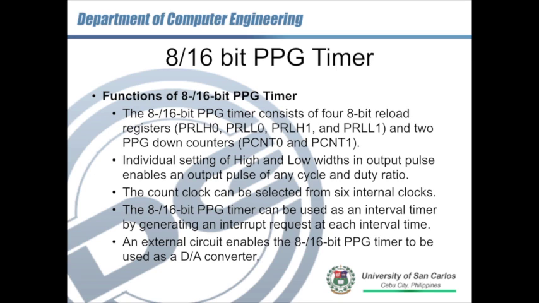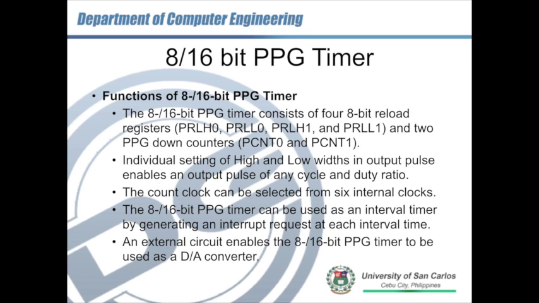Now these individual settings of high and low widths in the output pulse enable an output pulse of any cycle and duty ratio. So here we can set the duty cycle to go beyond 50% or below 50%. The count clock can be selected from 6 internal clocks. So we have a choice of count clocks, and the 8-bit, 16-bit timer can also be used as an interval timer by generating an interrupt request at each interval time.